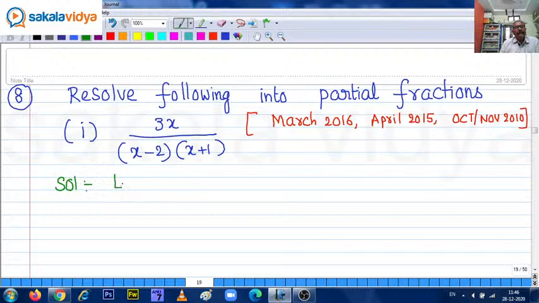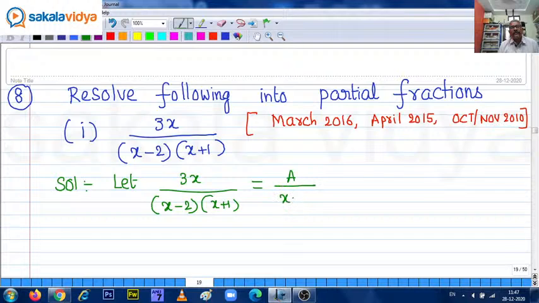Let us say 3x upon x minus 2 into x plus 1 equals to, here the denominator consists of two factors, they are linear factors. For each linear factor there exists one partial fraction: for x minus 2, of the form a upon x minus 2, plus for x plus 1 another partial fraction of the form b upon x plus 1. So now we need to find a, b. That means 3x upon x minus 2 into x plus 1.